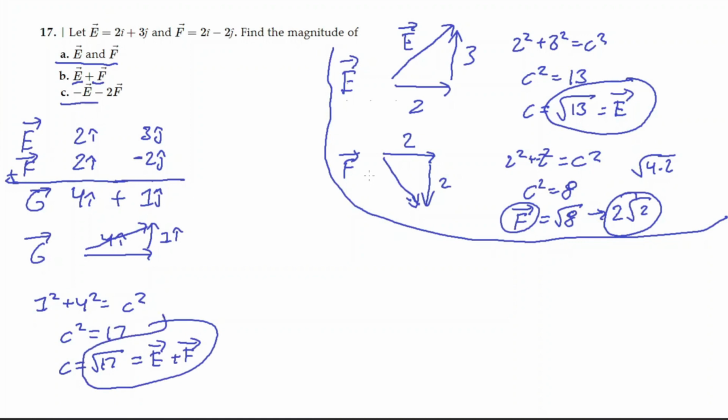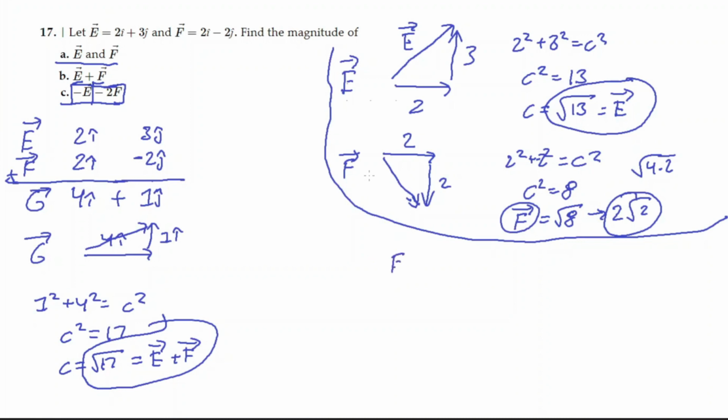And then let's look at c. c is negative e minus negative 2f. So what we need to do here is make some changes to the x components before we, I guess, add them together. So first, let's kind of isolate this. So it would be negative 2f and then negative e. And those two components are going to be added together.